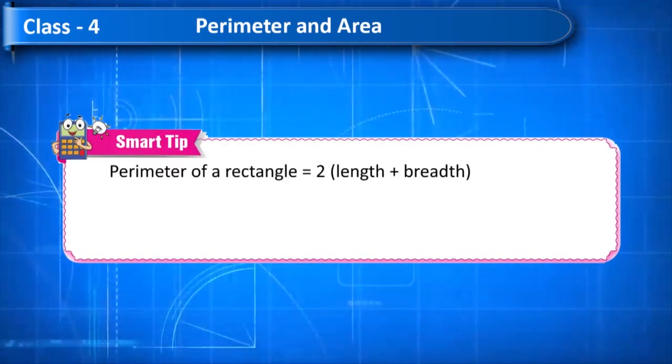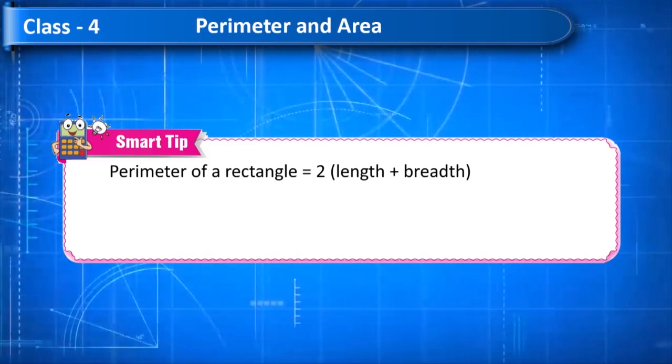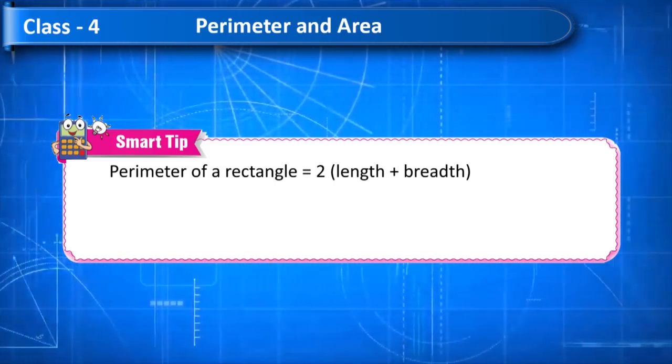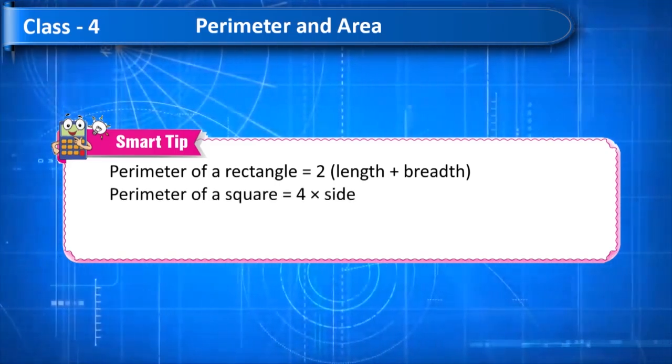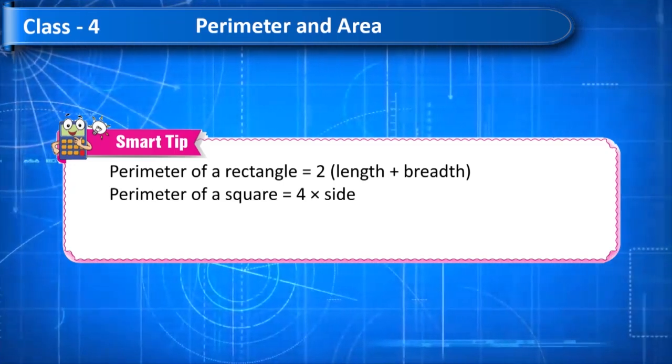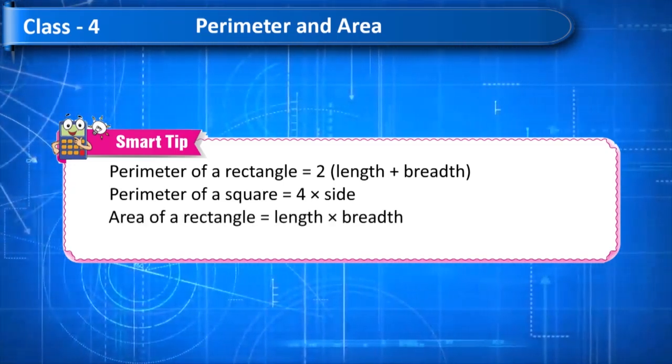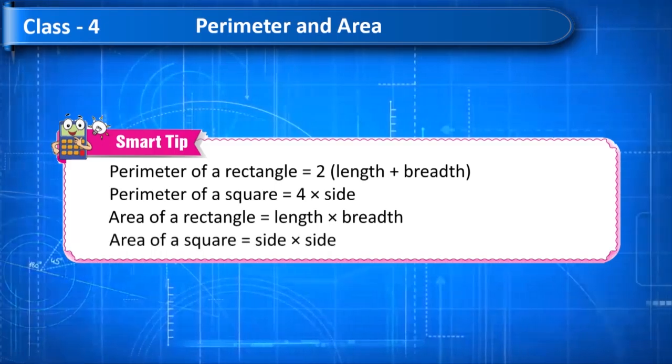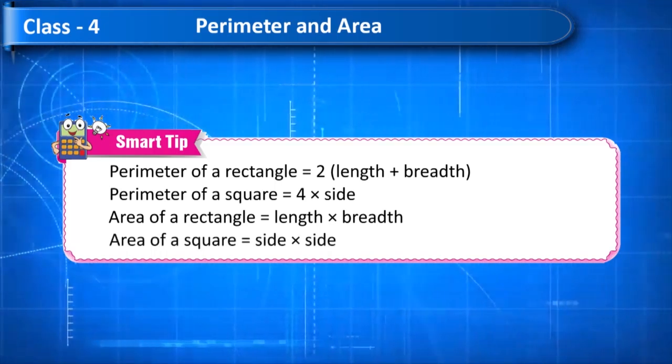Smart tip: perimeter of a rectangle is equal to twice length plus breadth. Perimeter of a square is 4 multiplied by side. Area of a rectangle is equal to length into breadth. Area of a square is equal to side multiplied by side.